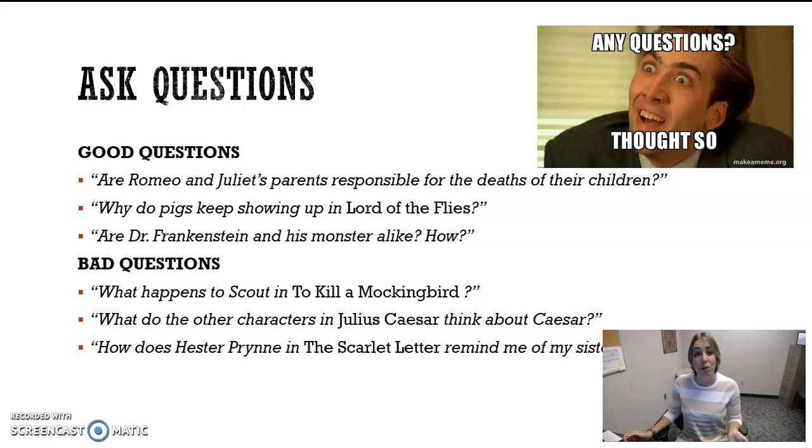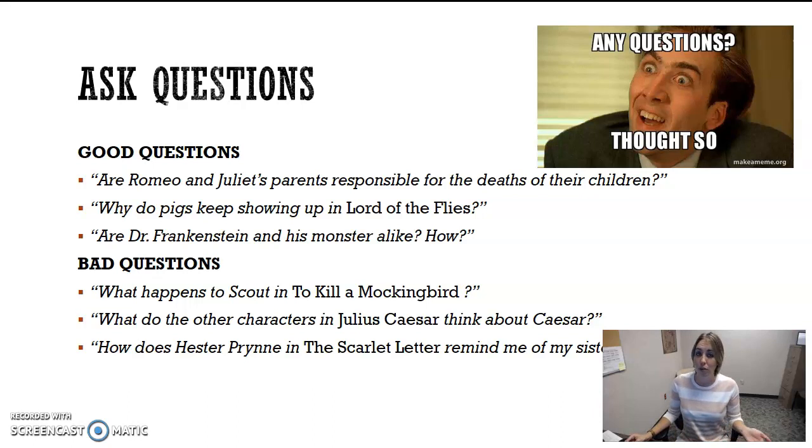If you've read Lord of the Flies, which is a mandatory reader in a lot of the high schools, why do pigs keep showing up in Lord of the Flies? It's weird. They're on an island with not a lot of other living things, but inexplicably there are pigs all over the island. Why do we think that might be the case? Is it a symbol for something? Does it build into the theme? That's something that is an interesting question that causes us to read more closely.